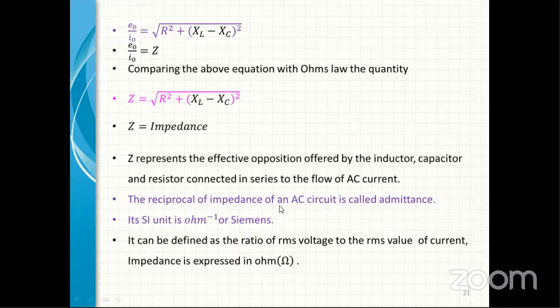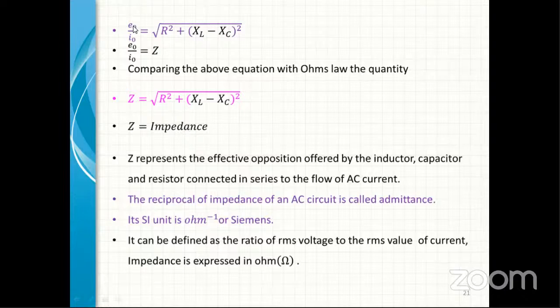and the reciprocal of the impedance of an AC circuit is called the admittance, and the SI unit, that is 1/ohm. This is the reciprocal of ohm in short. So 1 over ohm, that is ohm raised to -1, which is also called the Siemens. It can be defined as the ratio of RMS voltage to the RMS value of current, that is called the impedance and it is expressed in ohm.